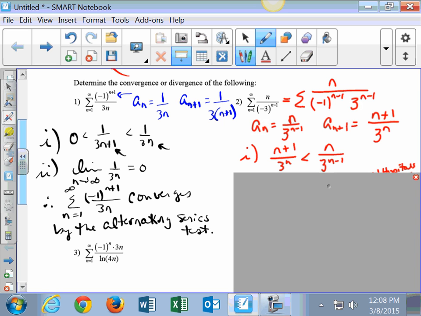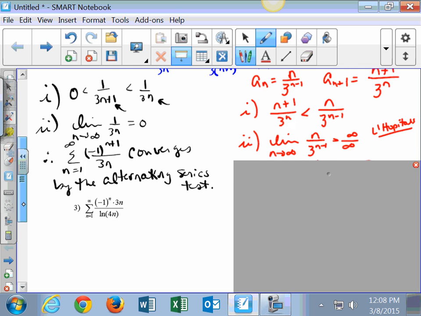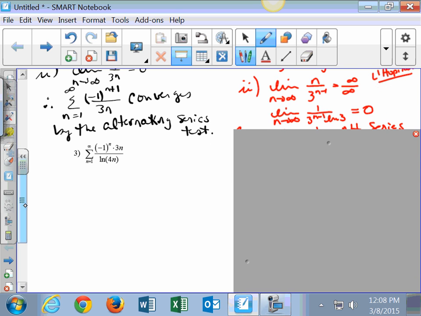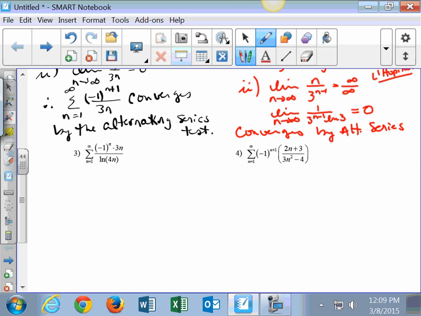So I know that the fraction on the left will be less than the fraction on the right. So then what I did next is I found my limit of n over 3 to the n minus 1, and I found that that would actually give me infinity over infinity. So I applied L'Hopital's rule, and I got 1 over 3 to the n minus 1 times the natural log of 3 in the denominator, which does go to 0. So by the alternating series test, I know that that original series will converge.